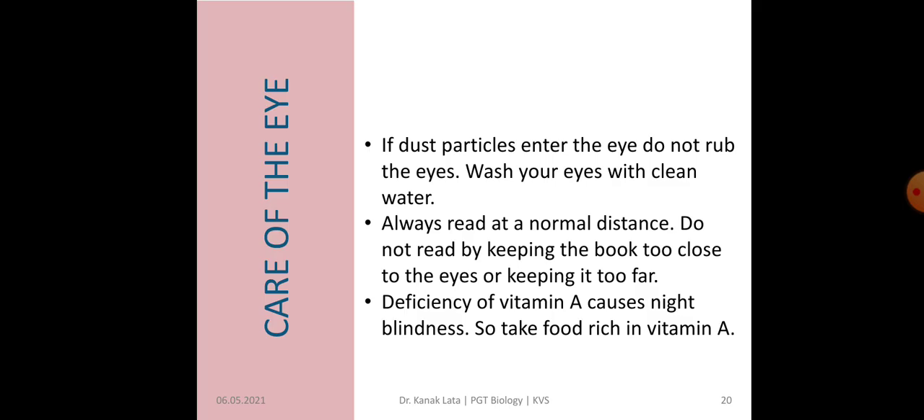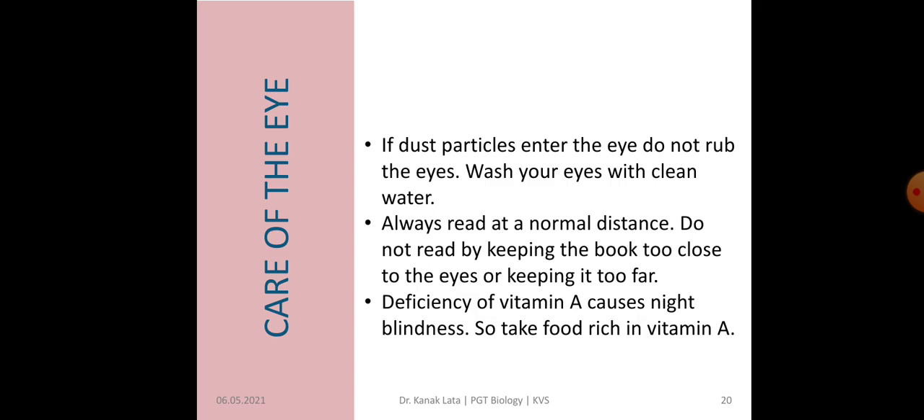If any particles of dust enter your eye, then don't rub your eyes. Immediately you should wash your eyes with clean water. Still, if you are not feeling better, then consult your doctor. Always read at a normal distance for vision. Do not read by bringing the book too close to your eyes or keeping it too far.